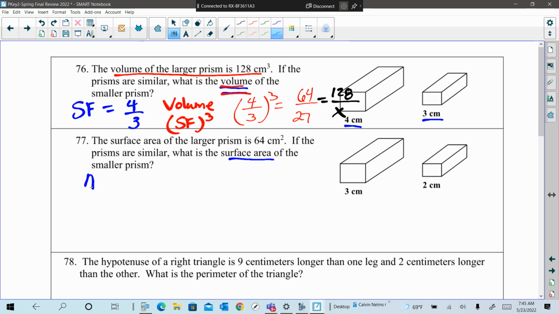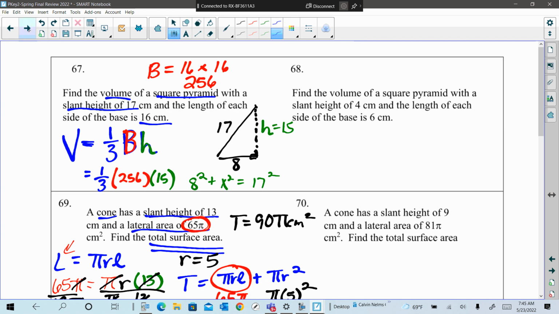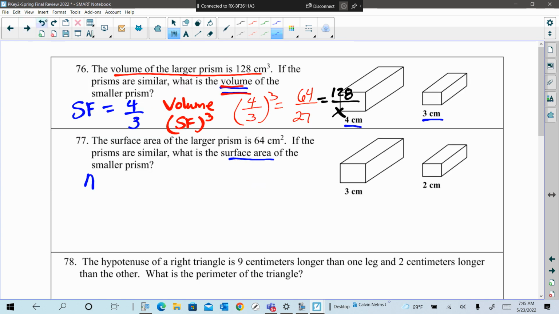For area, you just square your scale factor.